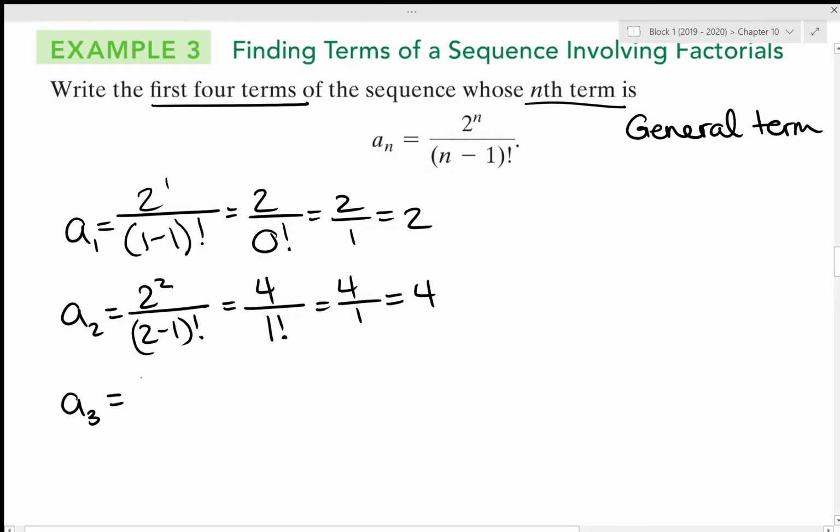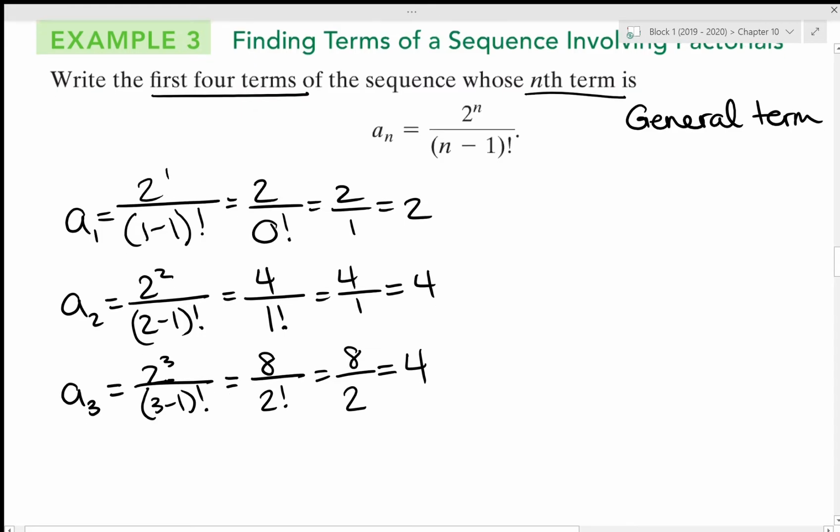The third term, 2 to the third divided by 3 minus 1 factorial. 2 to the third is 8. 3 minus 1 is 2 factorial. 2 factorial is 2 times 1, which is 2. So 8 divided by 2 is 4.